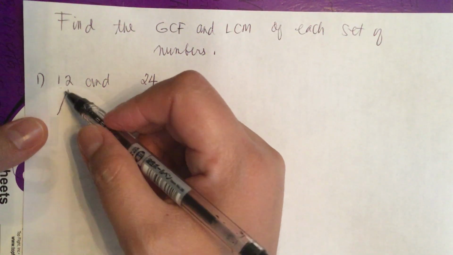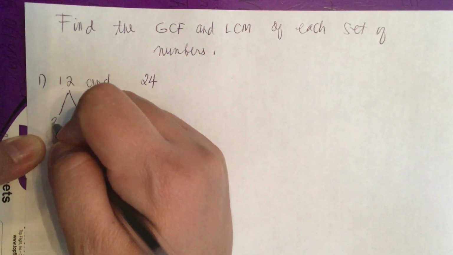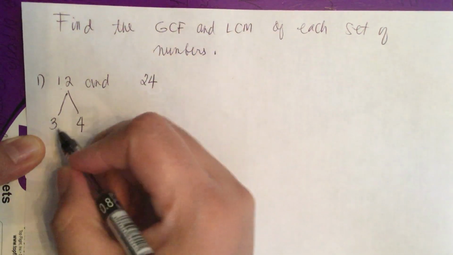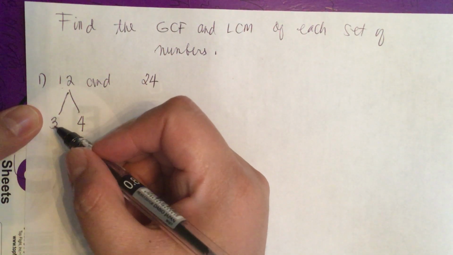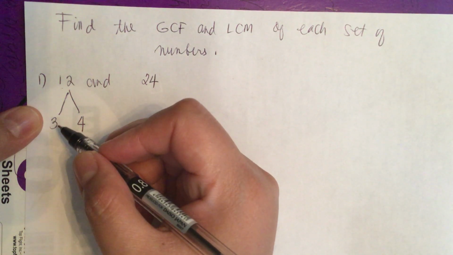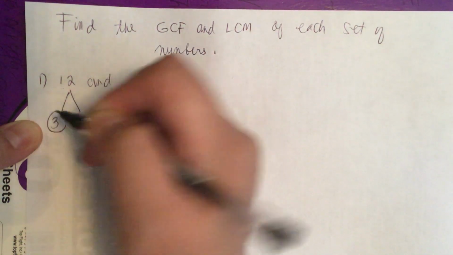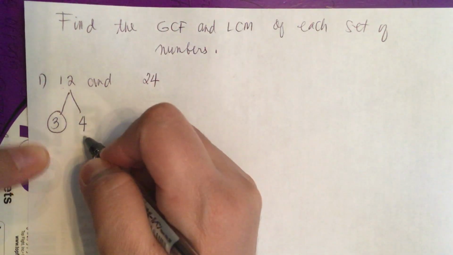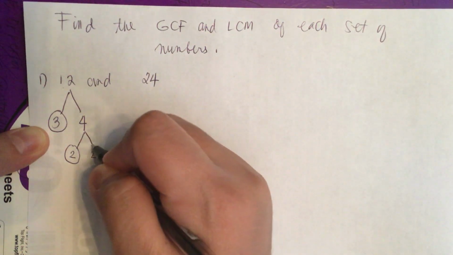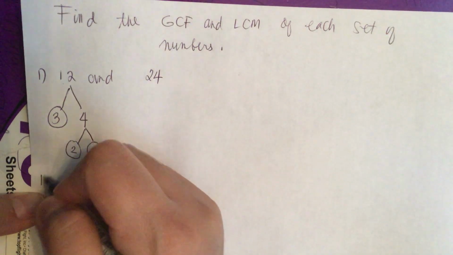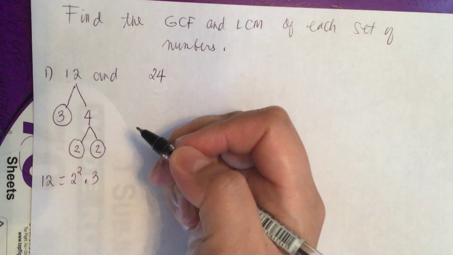12 is divisible by 3, so it's 3 and 4. 3 is prime because prime numbers can only be divided by itself or 1, so I will circle that. And 4 is 2 times 2, and 2 is prime. So that means 12 is equal to 2 squared times 3.